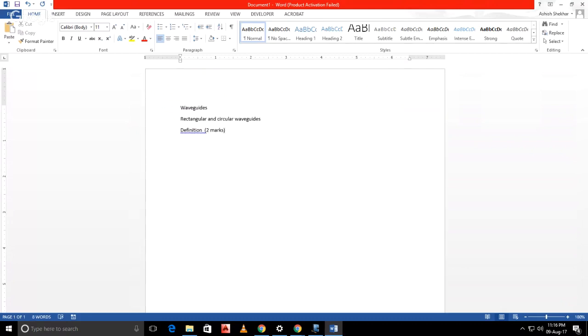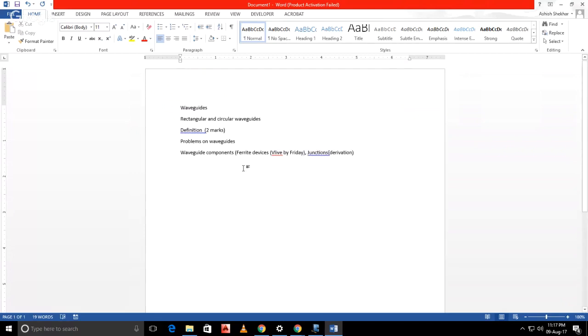Then we will have problems on waveguides. Then we will have waveguide components, and in components we will basically have ferrite devices and junctions, which we have done in class. Please make sure that for junctions one derivation will be there. So I will have a derivation on junctions, not on ferrite devices. Ferrite devices you will get from VLive by Friday. So we will do it on Friday.